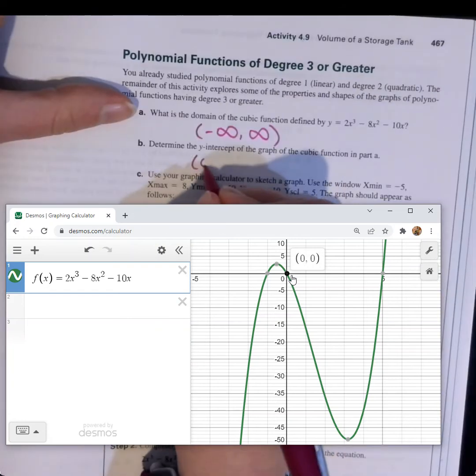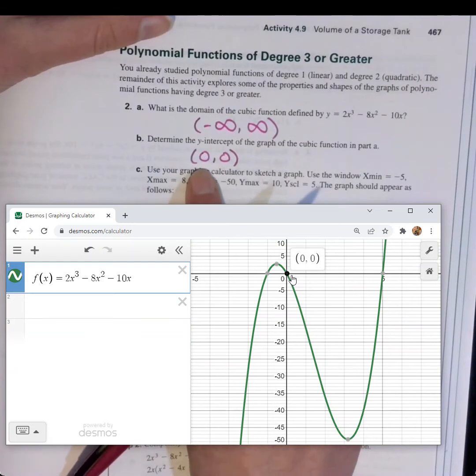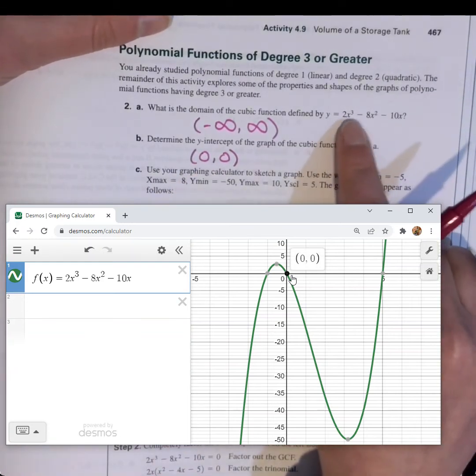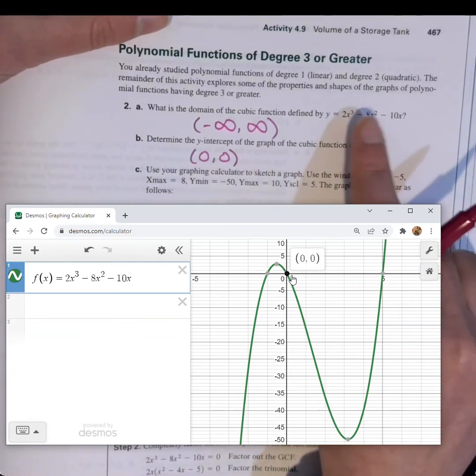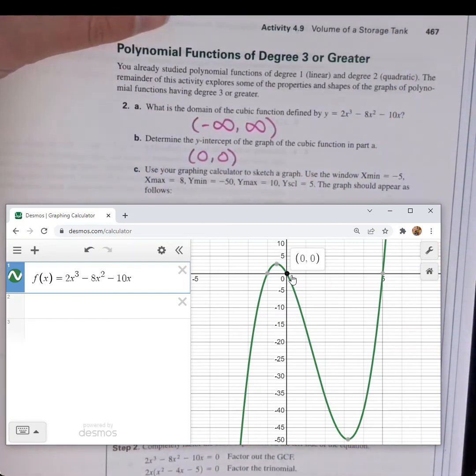And I could also do that one algebraically. If I were to plug 0 in for x, I'd have 2 times 0 cubed minus 8 times 0 squared minus 10 times 0. That's 0 minus 0 minus 0. It's 0. So (0, 0) is my y-intercept.